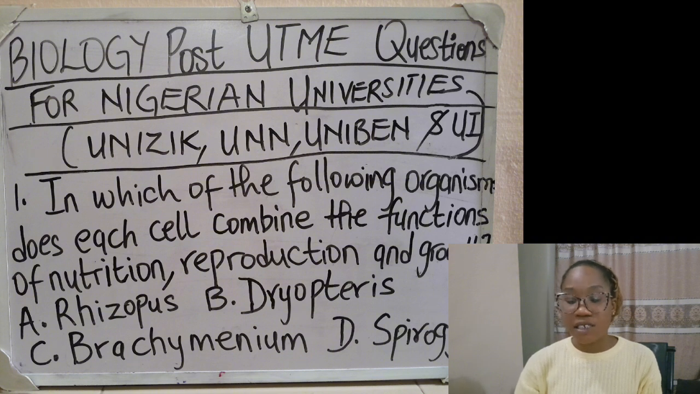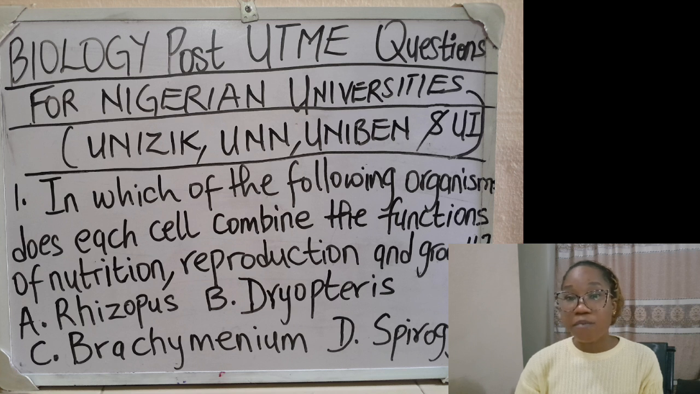Now, option B says Dryopteris. Dryopteris are ferns. They are under the kingdom Plantae that belong to the division called pteridophytes, where we have the fern plants. And these are already multicellular, they are not unicellular. Remember, they're actually asking you for a unicellular plant, a one cell plant that can carry out all functions. Do you understand?